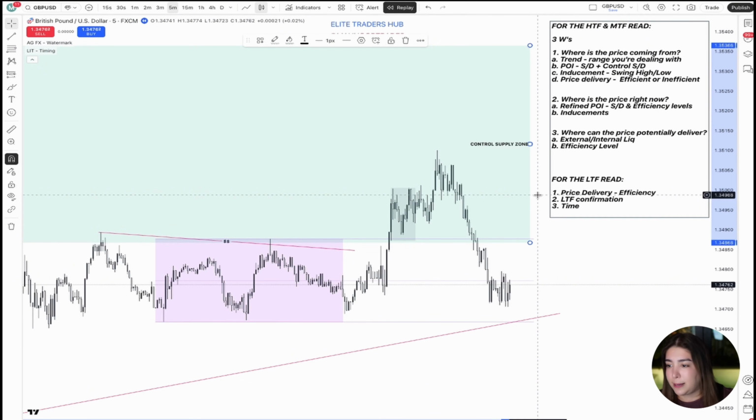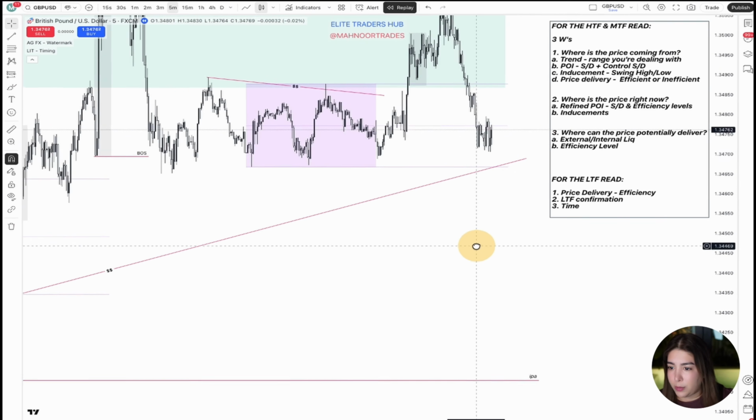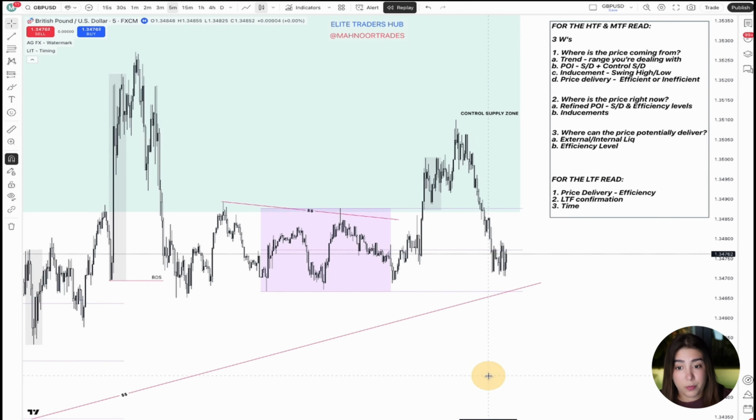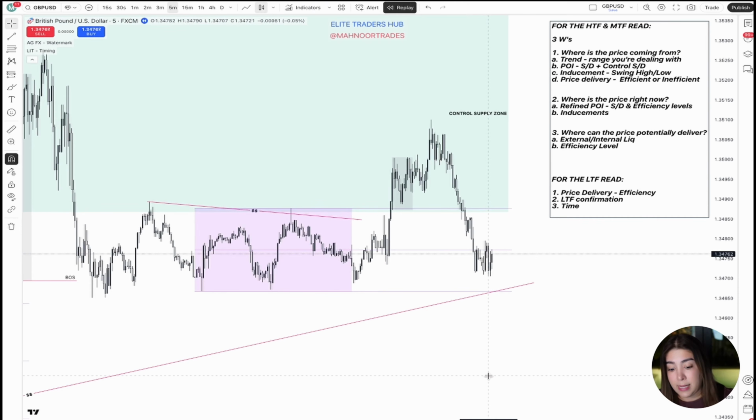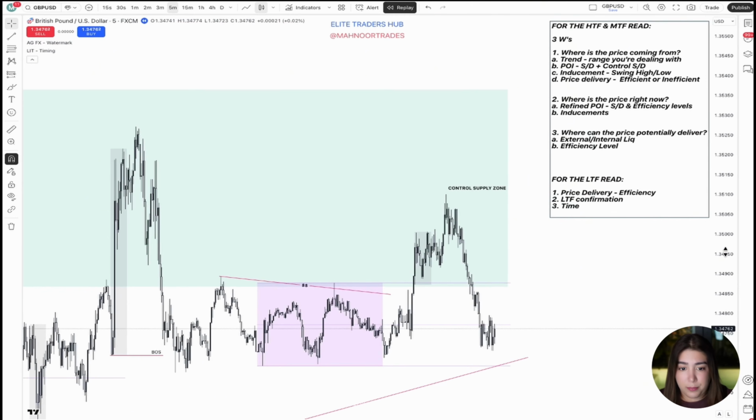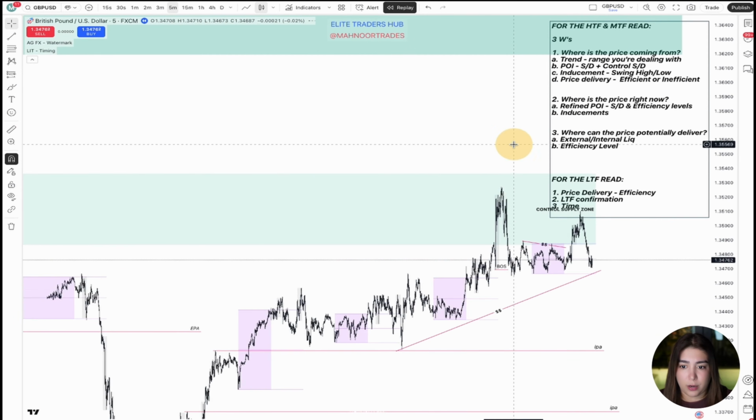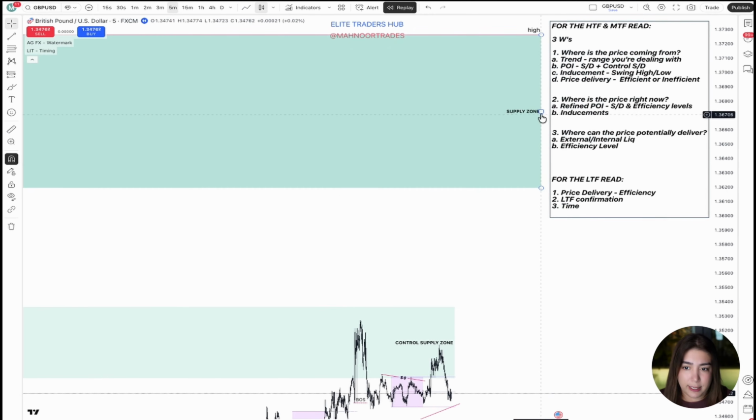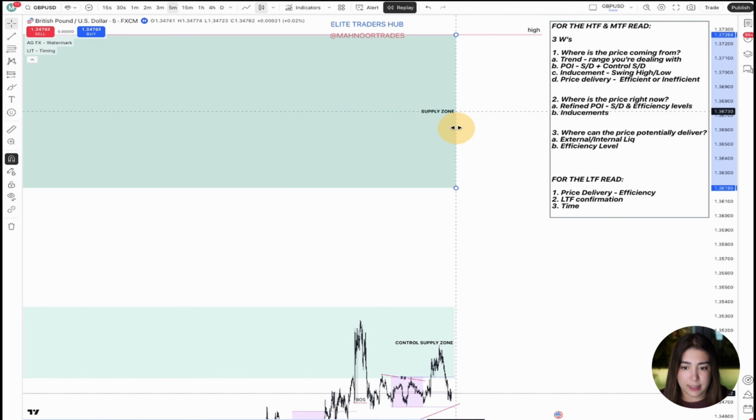It could be that price delivers lower to create a new low right away, because the overall goal, if you remember what we identified on the higher time frame, is that the overall trend is bearish. We are in a pullback phase right now. So we can expect the price to push to the downside and create a new lower low. Or temporarily the price could push higher all the way towards the extreme supply zone. That could be the case as well.